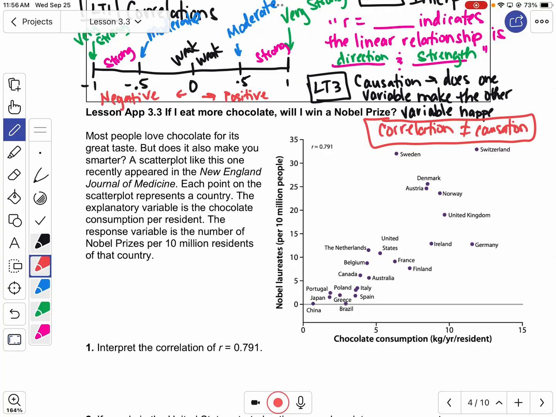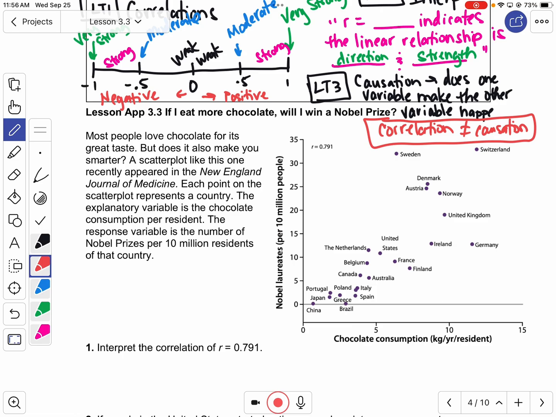It says, if I eat more chocolate, will I win a Nobel Prize? I wish. Because your girl up here can eat some chocolate. It says, most people love chocolate for its great taste, but does it also make you smarter? Up for discussion. A scatter plot like this one recently appeared in the New England Journal of Medicine. Each point on the scatter plot represents a country, so we can see all the countries over there. The response variable is the number of Nobel Prizes per 10 million residents of that country.